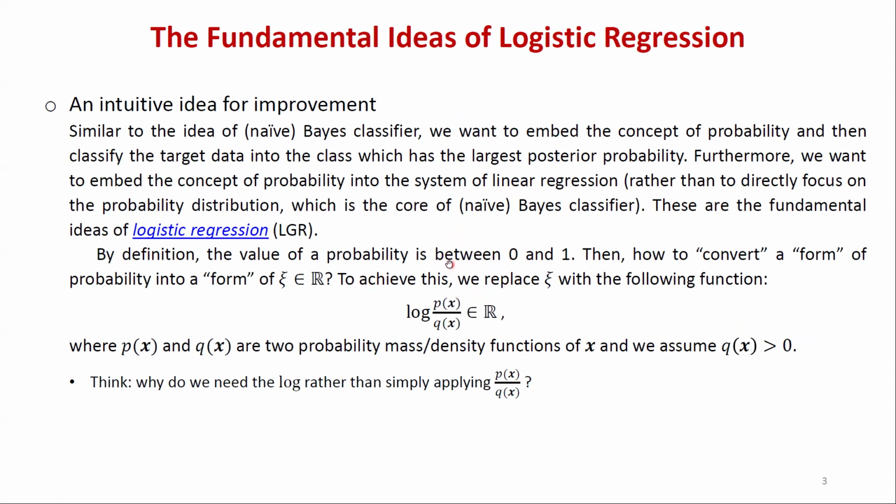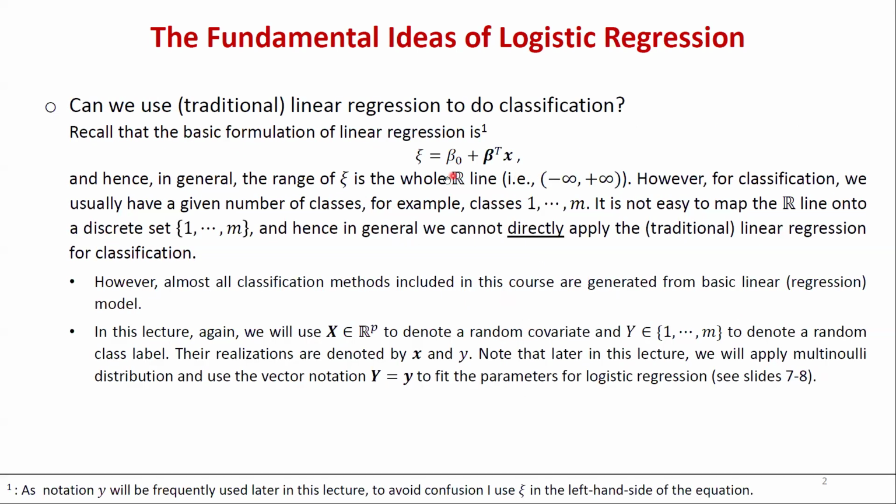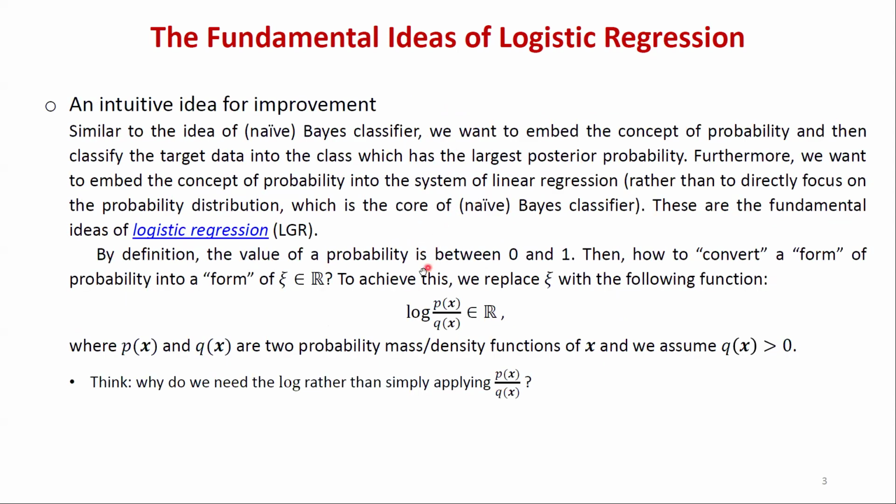So how can we convert this kind of R line to a probability, or convert a form of probability to a form of R line? How can we make it? One very simple method is this. We can replace this Cassie by the following function, which is log of Px over Qx. Qx and Px are two mass functions, PMF or PDF, density functions. Because Px over Qx can be any number from 0 to infinity, and if we make it a log, you know what I mean? It will immediately occupy the whole R line.